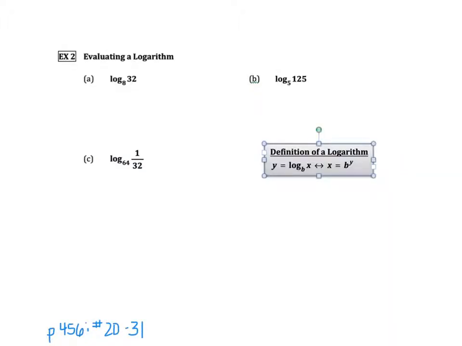The next thing we're going to do is evaluate a logarithm. For example, let's look at example B. It's probably the easiest one on the page. Log base 5 of 125, and we want to know what that happens to equal. The way that we have to do this is we need to change this from being written in logarithmic form to being written in exponential form. And then we can solve the exponential equation, which is something new that we're going to learn right now.